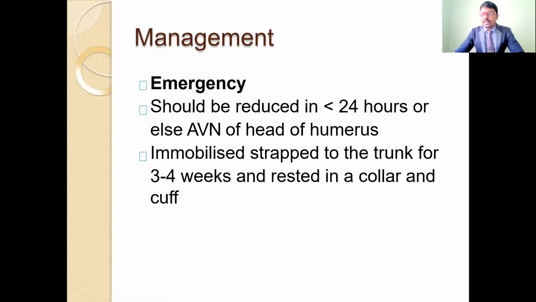The reduction is either closed reduction or open reduction, depending upon the patient's condition, the severity of the dislocation, and associated findings such as fracture, along with any joint lesions, Bankart lesions and Hill-Sachs lesions. Depending on the causative factor involved, we have to do the surgical procedure as soon as possible. After that, the arm is immobilized with a strap to the trunk for 3 to 4 weeks and rested in a collar and cuff sling. After the reduction, we have to give the collar and cuff for at least 3 to 4 weeks, a minimum of 21 days to 1 month.